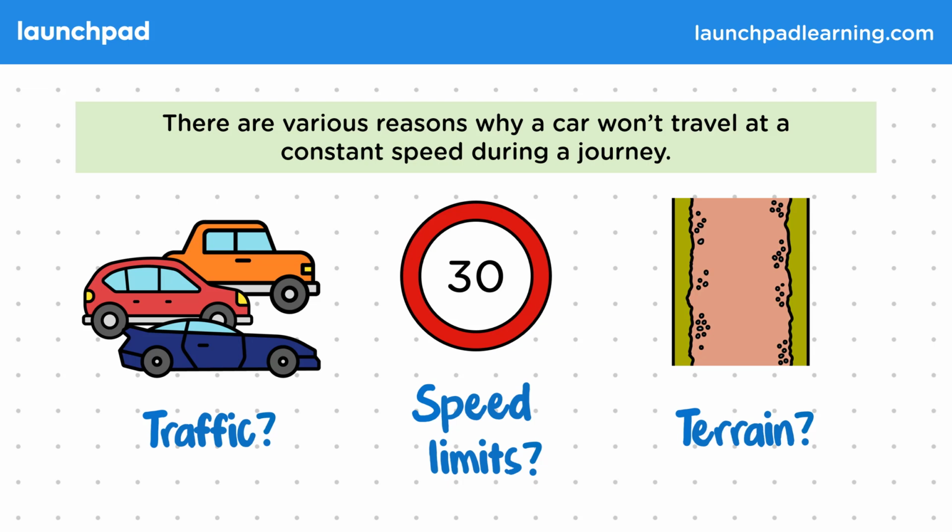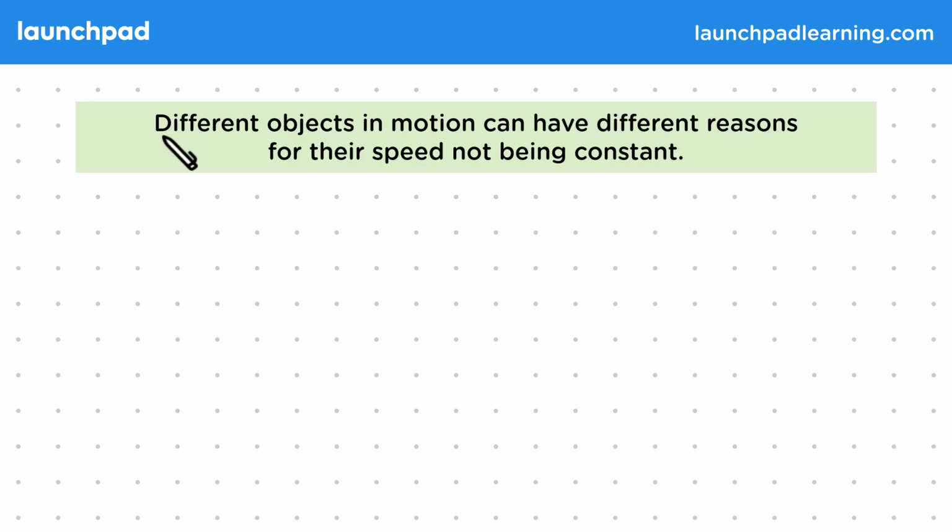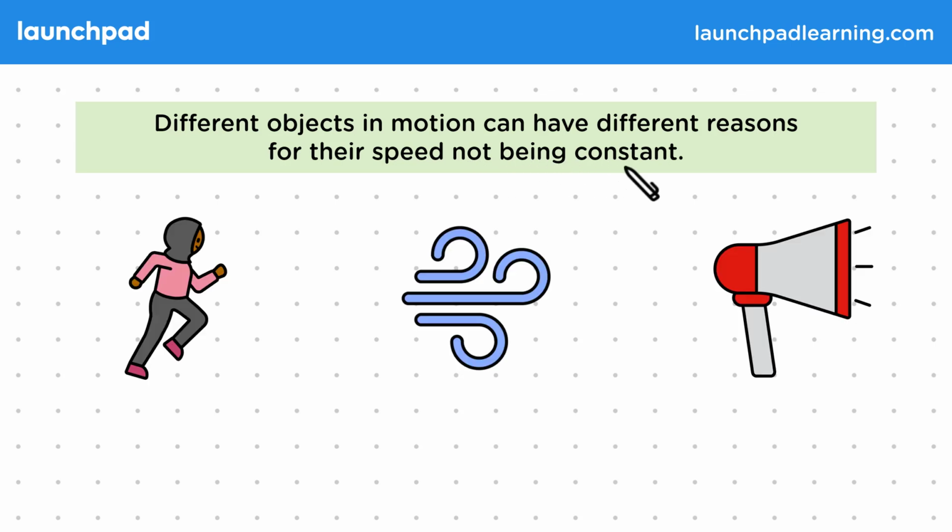So what else struggles to move at a constant speed? And does their speed vary for the same reasons? Different objects in motion can have different reasons for their speed not being constant. So we might have a varying speed while we run, for example. We slow down as we get tired, as the terrain changes, or if we encounter a hill. We may also be running with or against the wind. Naturally, it's very difficult to keep a fixed speed when running.